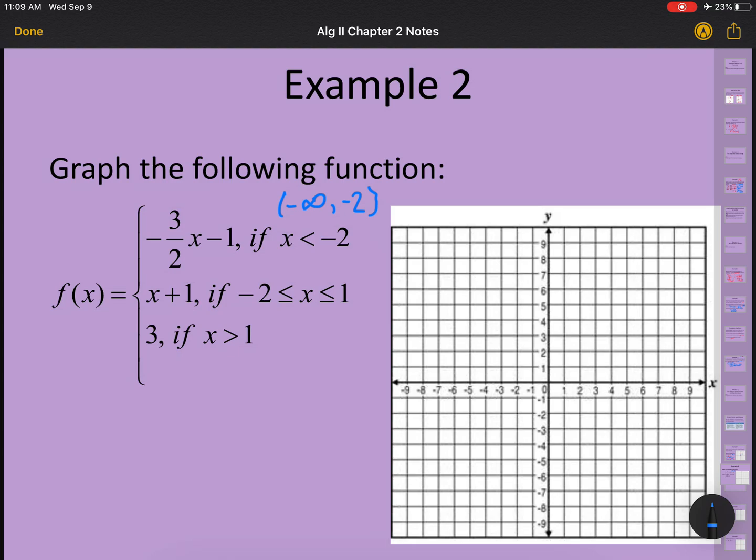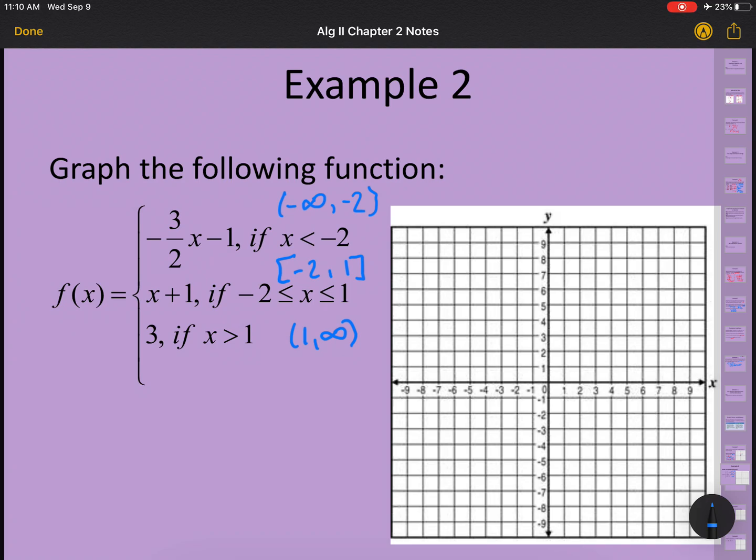Then, from negative 2 to 1, it's exactly going to have those values, negative 2 and 1. So we're going to use x plus 1 as the value there. Then everything bigger than 1, so it doesn't include 1, and all the way to infinity, it's just going to be straight up 3.